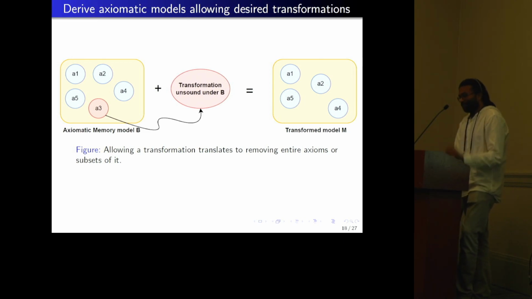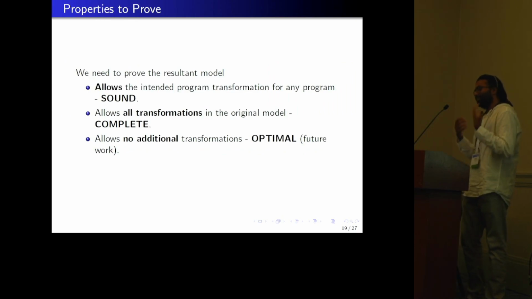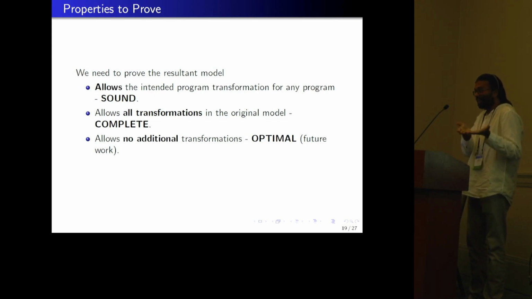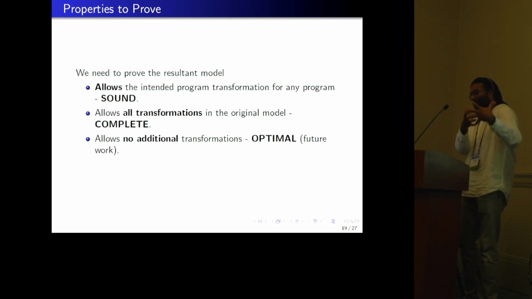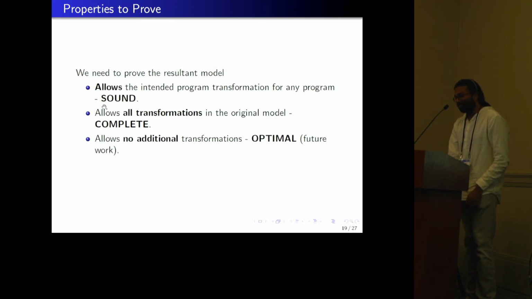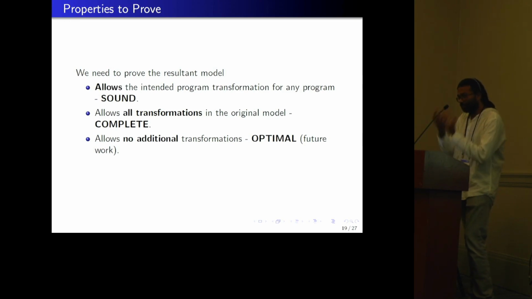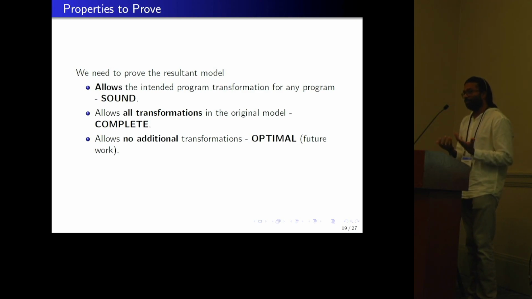So we attempted to do this. And we identified there are three things to prove. One thing is, first of all, that the transformation we want is actually allowed in the transformed model, which is sound. And for the beautiful Venn diagram, it allows all the transformations in the original model, which we define as complete. And the third part is something of future work, because if we want to allow a specific transformation, we shouldn't remove more axioms than required. So we should be careful about this. And this is something we are keeping as future work.